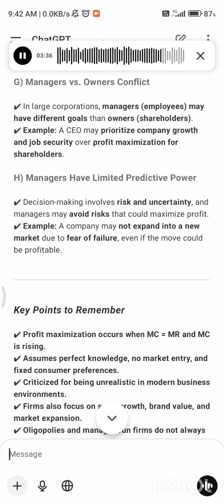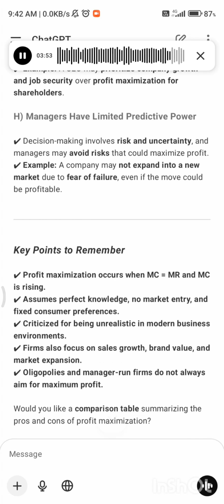Managers have limited predictive power. Decision-making involves risk and uncertainty, and managers may avoid risks that could maximize profit. Example: a company may not expand into a new market due to fear of failure, even if the move could be profitable. Key points to remember.